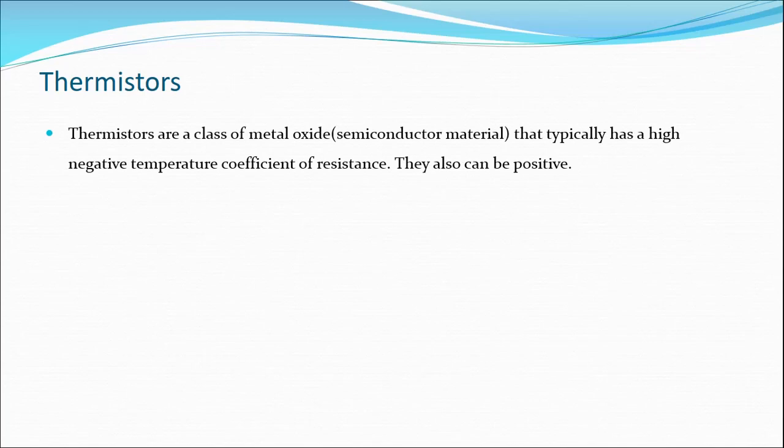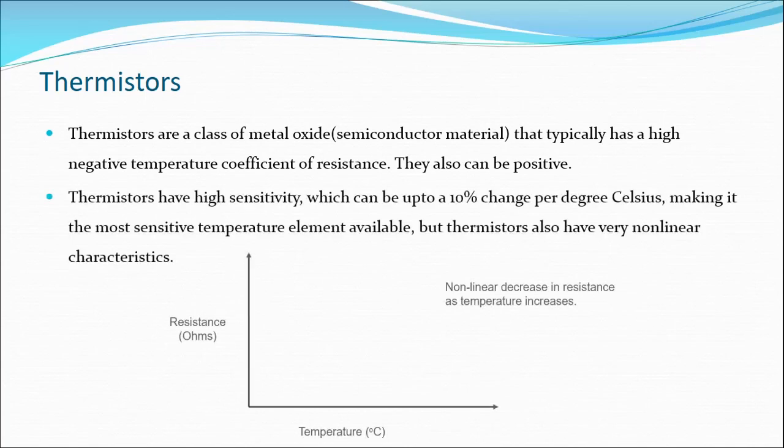So basically, a thermistor belongs to the class of absolute temperature sensors, that is, it can measure temperature with reference to an absolute temperature scale. All thermistors are basically divided into two groups: NTC, negative temperature coefficient, and PTC, positive temperature coefficient. But only NTC thermistors are useful for precision temperature measurement. Thermistors have high sensitivity, up to a 10% change per degree Celsius, which makes it convenient. Most of the sensitive temperature elements are readily available.